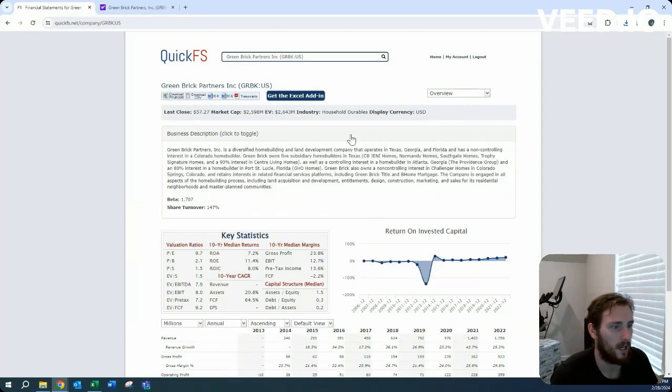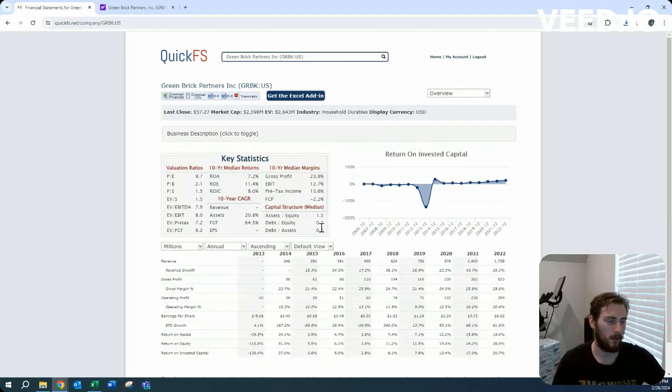Today we're looking at Green Brick Partners in the household durables industry. It looks like they're a diversified homebuilding and land development company that operates throughout the United States. Doesn't look like they've been around for that long.